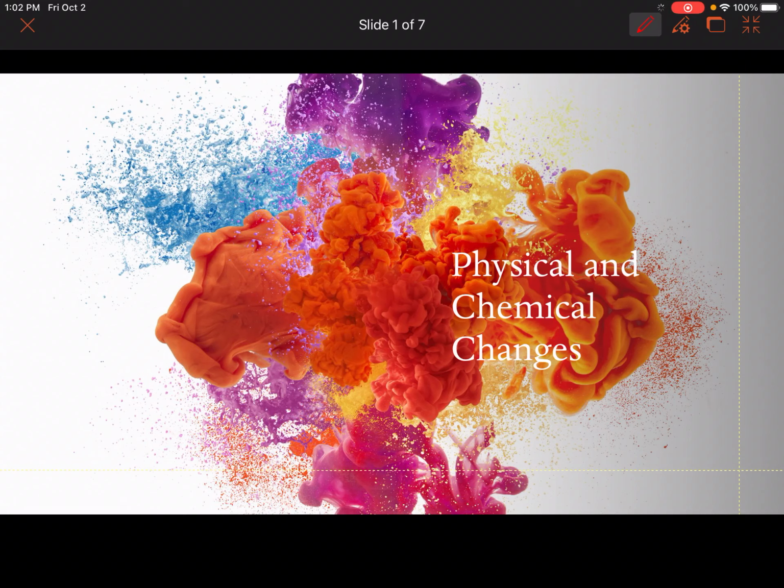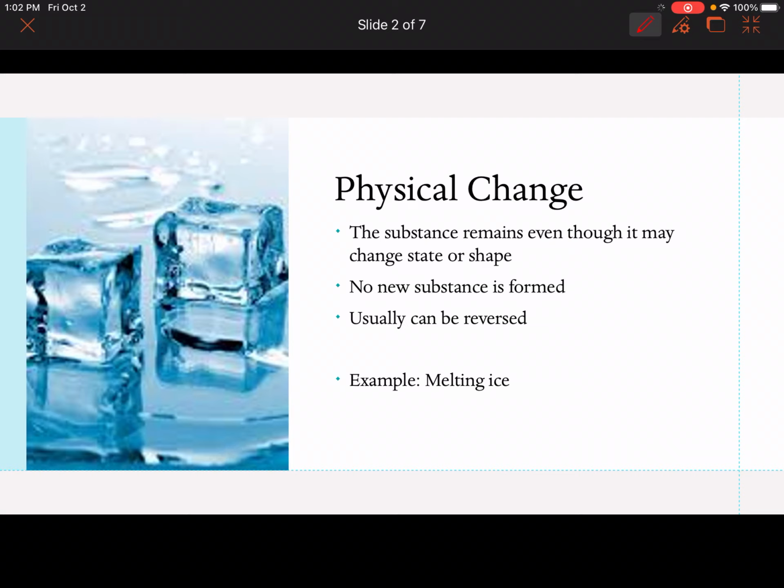Hi everyone, today we are learning about physical and chemical changes. So things can change two different ways. The first is physical, the second is chemical, and so we're going to talk about those two different ways of changing and the differences between them.